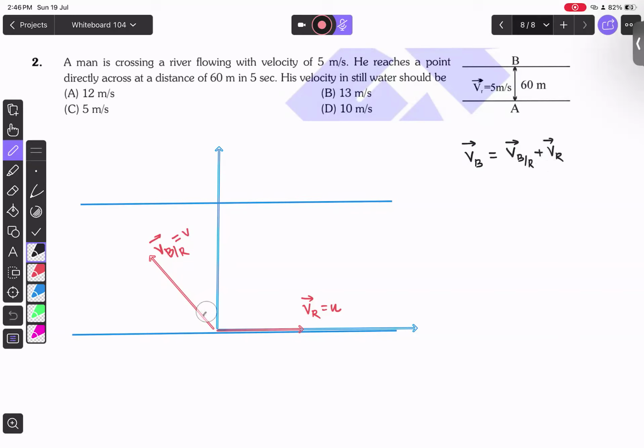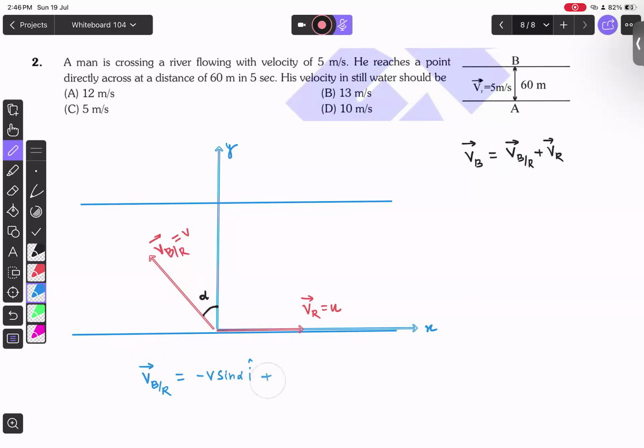And this angle, let's call it alpha. So what is the velocity of the boat with respect to the river? Consider this as our y, this as our x. So the velocity of the boat with respect to the river has one component along minus x, and that will be minus v sine alpha.